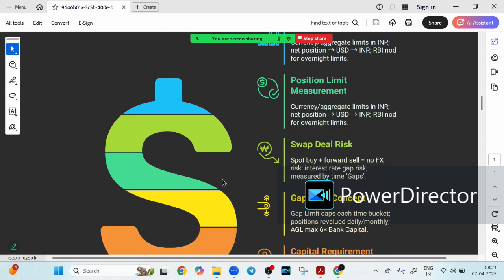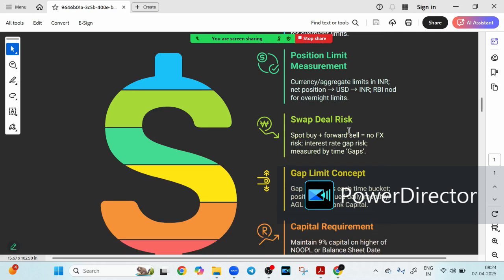If you look at how to measure the position limit, these limits are not random. They are measured meticulously, again in INR value, covering both individual currency and the overall position, right? That is the point. Net positions are tracked continuously, and regulatory nods are a must for extended exposure. If you want to extend the exposure, you need to get a nod from RBI.